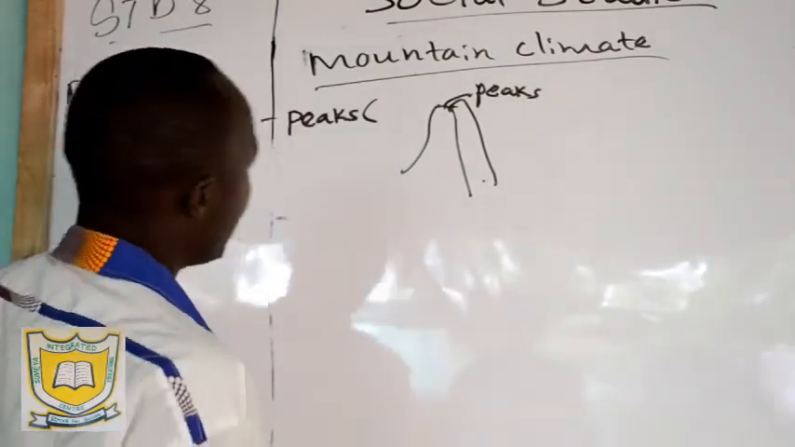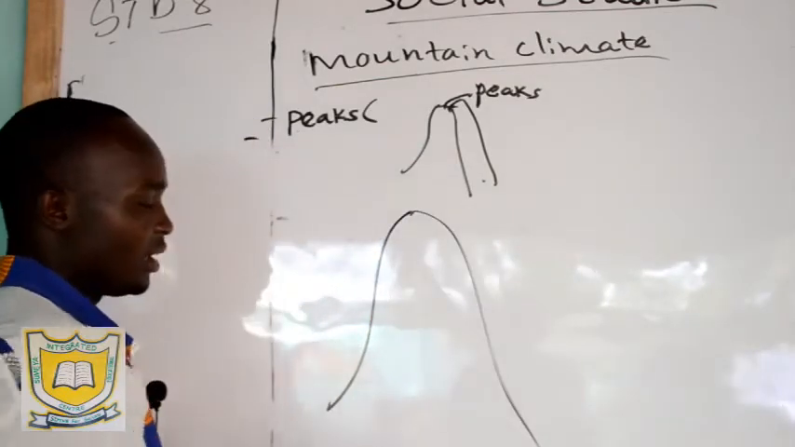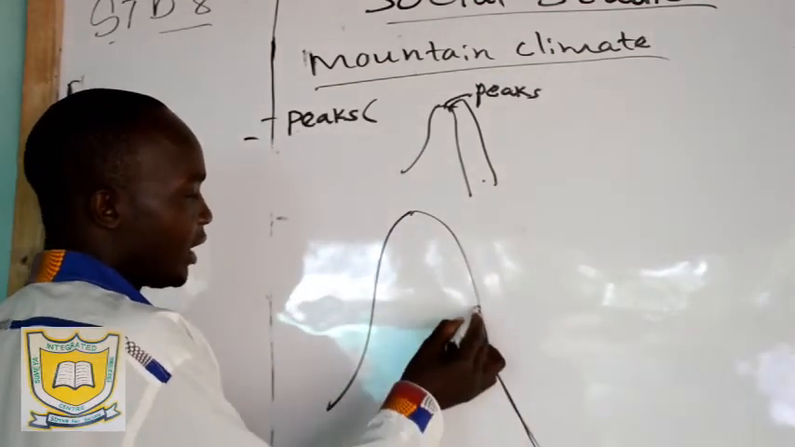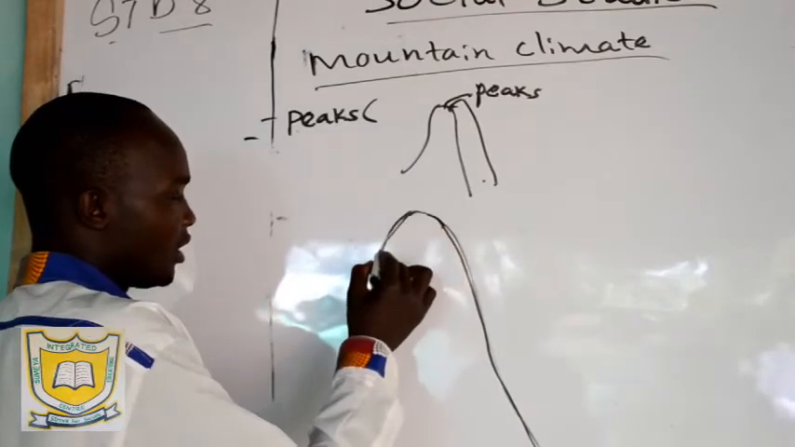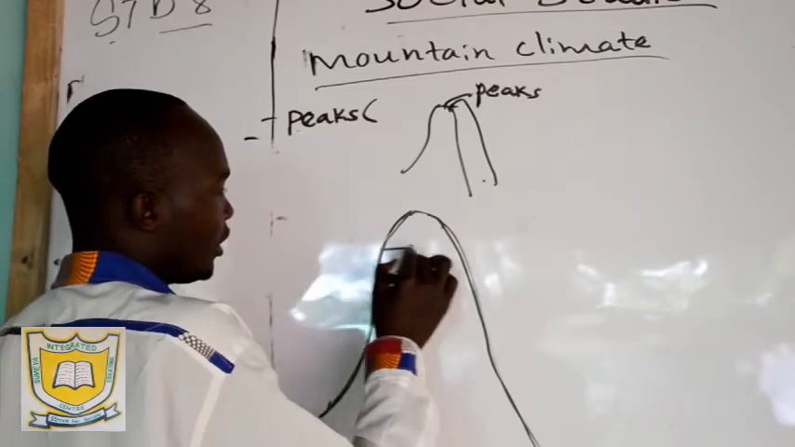And then we say that these mountains are normally influenced by altitude. Mountain vegetation, you'll find some vegetation here.